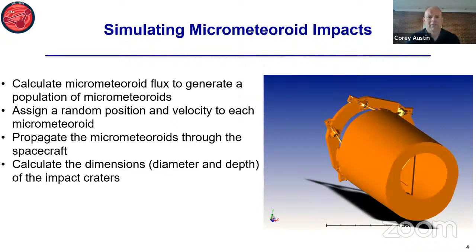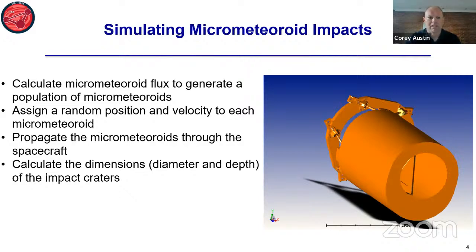The first part of this is simulating micrometeoroid impacts, and in the next couple of slides, I'll go into each of these steps in a bit more detail, but I just wanted to give a quick overview of the process. So the first thing we do is to calculate the micrometeoroid flux that we expect through the region of space right outside the end of the telescope. And we do that to generate a population of micrometeoroids. We then assign a random position and velocity to each of those micrometeoroids and propagate it through the spacecraft towards the primary mirror. And then for those micrometeoroid trajectories that intersect the primary mirror, we calculate the dimensions, the diameter and the depth of the impact craters that are formed from that.